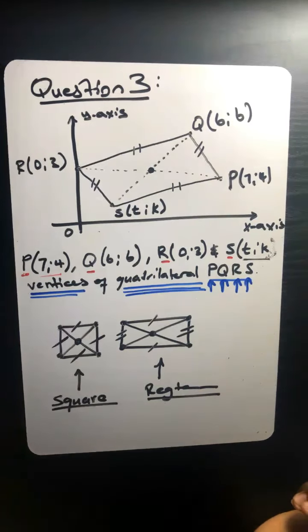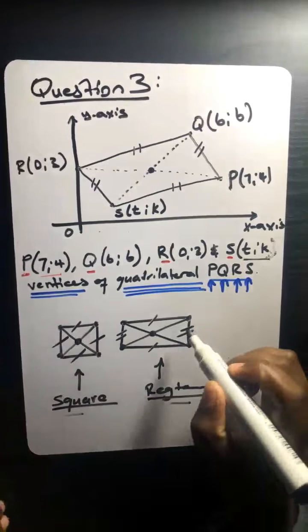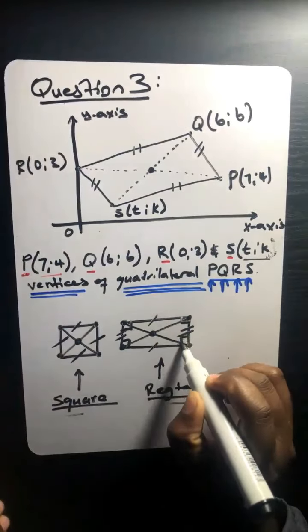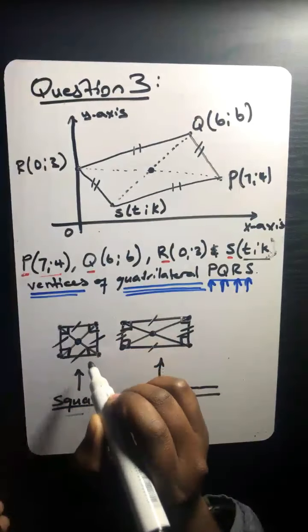And most importantly, guys, if it's a square or a rectangle, we know very well that at the corners we have 90 degrees. At the corners we have a 90-degree angle. Just be aware of that.